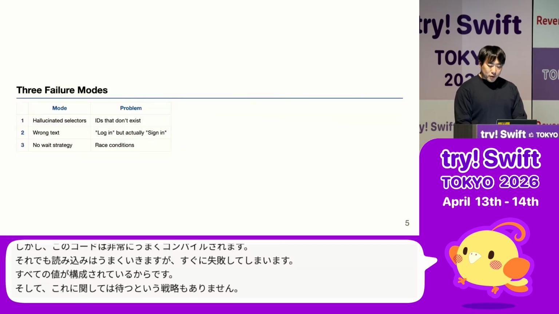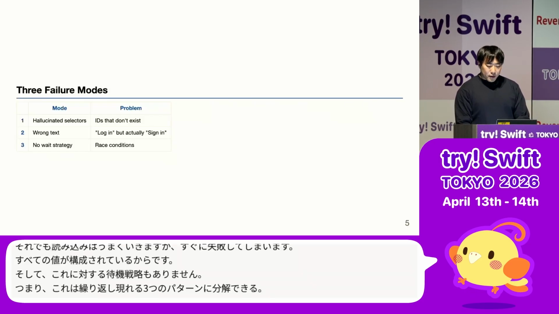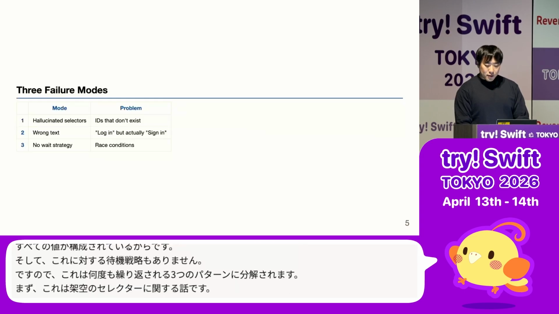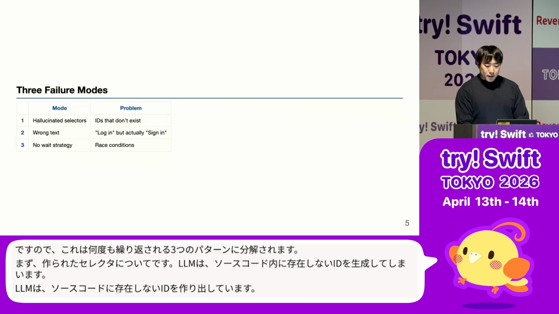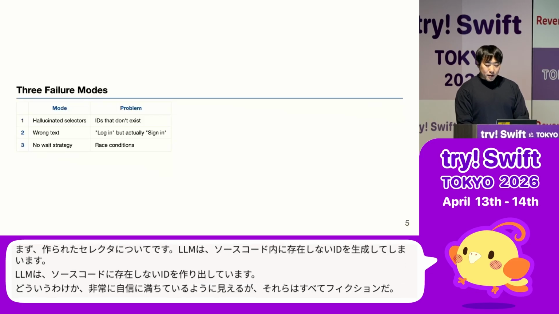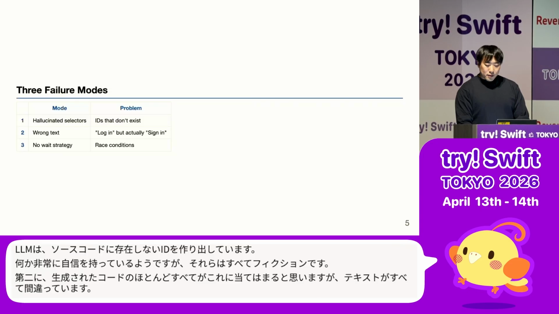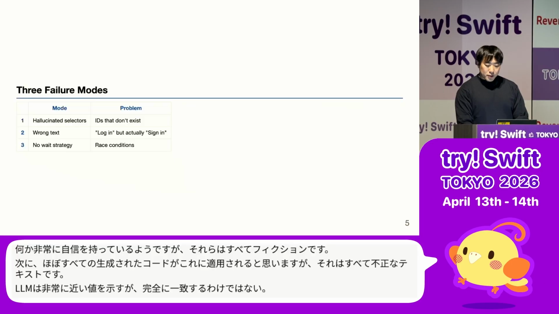So this breaks down into 3 patterns that keep repeating. First, made-up selectors. The LLM invents IDs that don't exist in the source code. Somehow, it's very confident, but all of them are fiction. Second, wrong text. The LLM gets very close, but not exact. In this case, login versus sign in is just one word off, but it means the test fails.